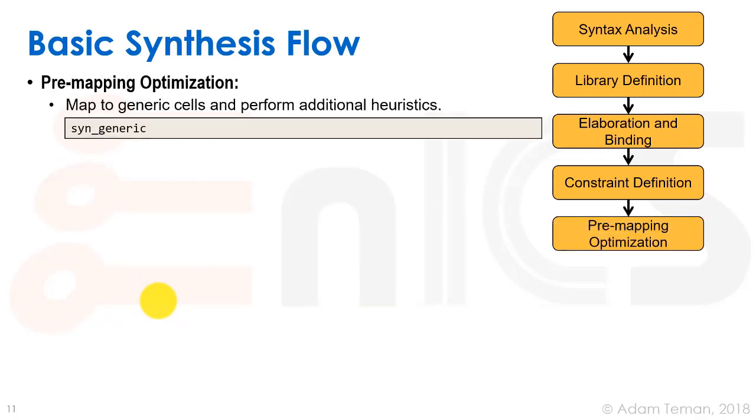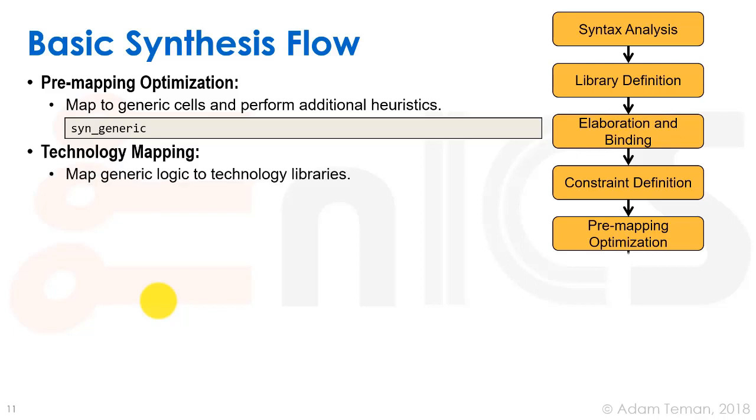Next, we go into what we call pre-mapping optimization. So basically, we take our Boolean logic that we've elaborated with our binding, and we map to these generic cells that are internal to the tool, which represent standard cells that it would generally find in a library, and do all kinds of heuristics and optimizations on that.